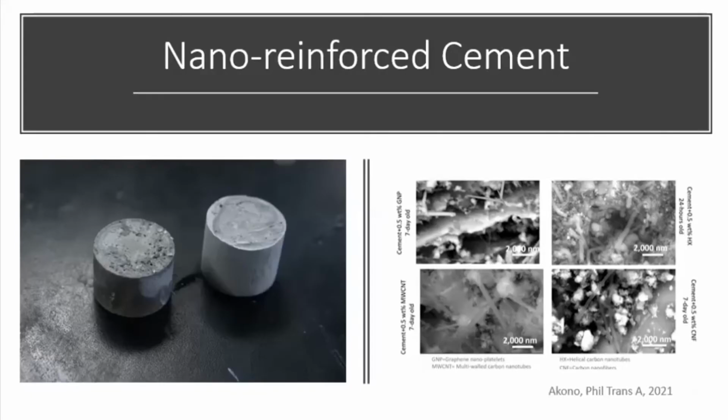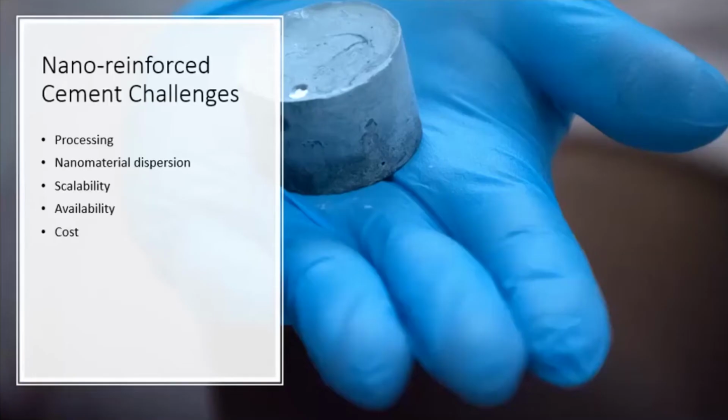So these are some samples that were cast in my lab. And you can see under the scanning electron microscope the hydrated cement, and then the nanomaterial, either the graphene nanoplatelets, the multi-wall carbon nanotube, or the carbon nanofibers, reinforcing it. Now, some of the challenges is just the processing. In my lab, we've tried to look at different ways to improve the processing, because nanomaterials really like to stick together, but you want to have them uniformly dispersed. So you always want to break them up. How do we disperse it?